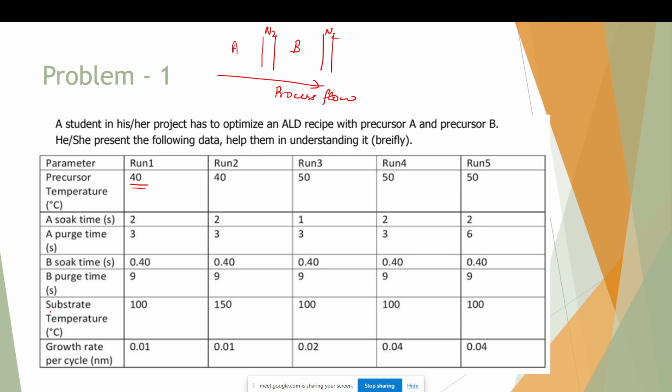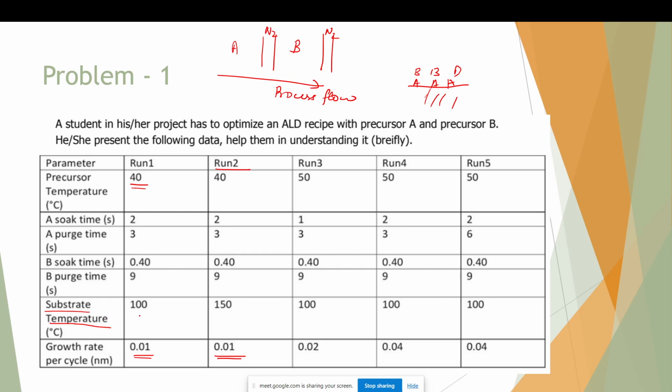Another thing that they have mentioned is the substrate temperature. So ALD is happening on some substrate, right? We are depositing first A and then B atoms, but everything is happening on a substrate. This substrate temperature is also given to us, that is 100 degrees Celsius. And after this entire process, what was the growth rate that was observed? In run 1 it was 0.01 nanometer, and in run 2 it was observed 0.01, again the same growth rate. So what is the difference between the two runs?